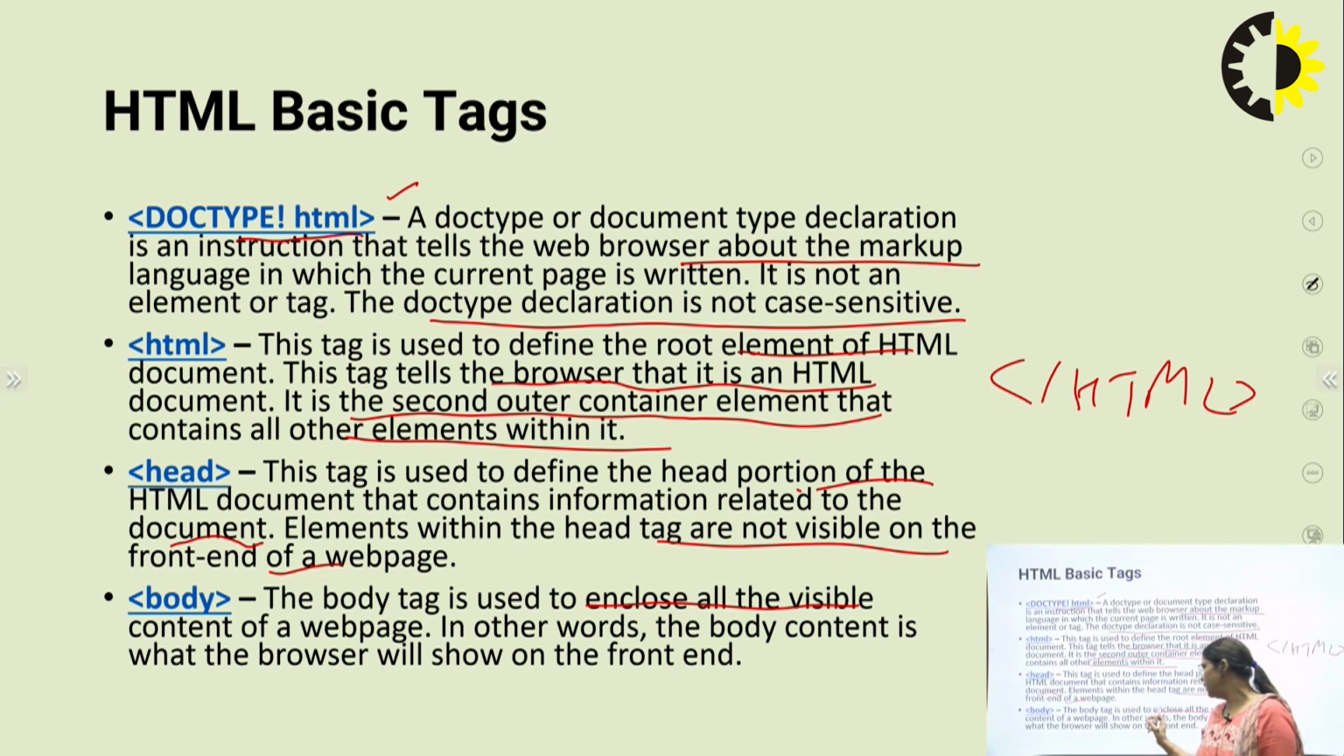So the body tag is used to enclose all the visible content of the browser. In other words, the body contains what the browser will show on the front end. It means the information which we want to show in front of users, all the content will be created in the body part. Is it clear?